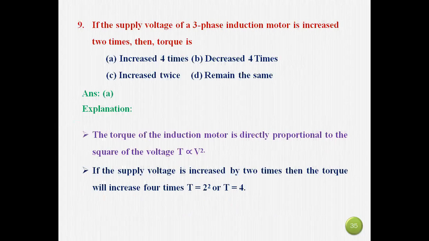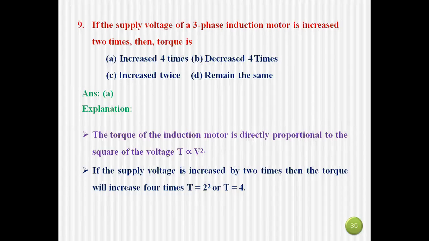Now there is a question like, if the supply voltage of a 3-phase induction motor is decreased to 1 by 2, what happens to the torque? We got the answer that it will decrease to 1 by 4. What is given here is, if the supply voltage of a 3-phase induction motor is increased 2 times, the torque will be increased 4 times. Absolutely, because we have the formula T is directly proportional to V square, and we are increasing the voltage twice. So 2 into V, square: 2 squared is 4. So you can say here the torque value will increase 4 times.